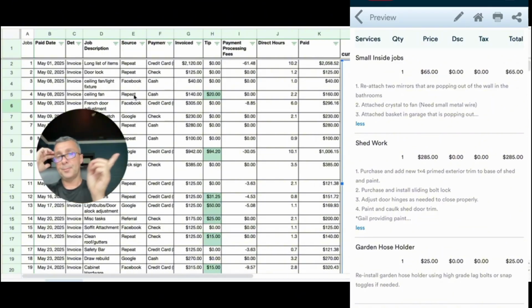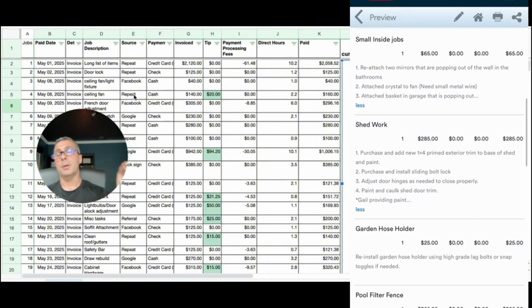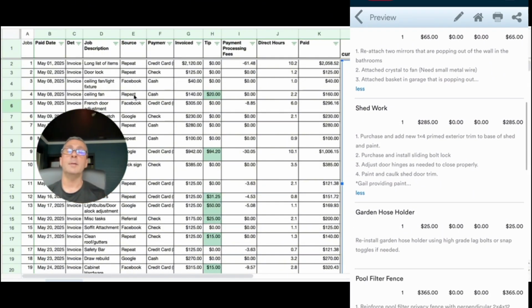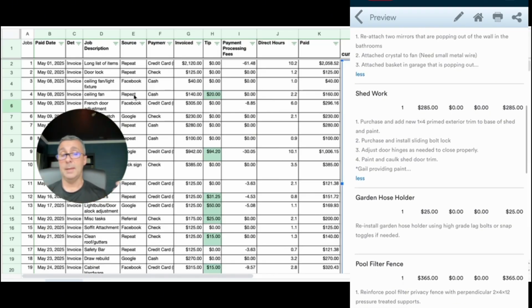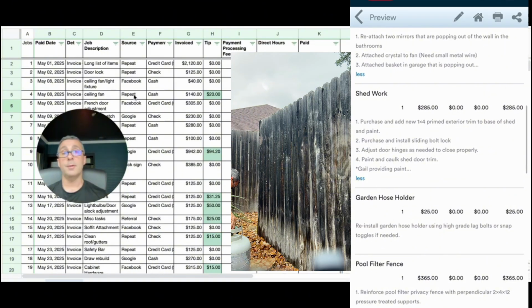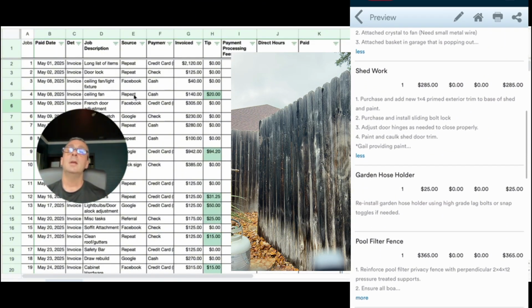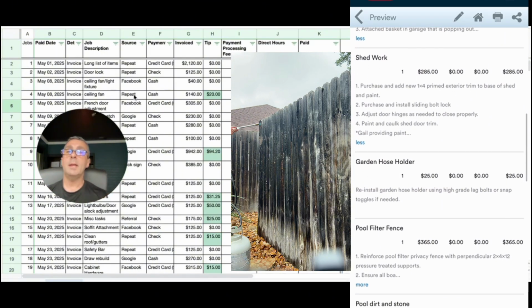As I'm walking through this, I'll try to put a picture over here to the side of the long list of items. But it was all sorts of different work. It was concrete work, painting, wood repair, you name it, right? All sorts of things. So I estimated all that stuff out.